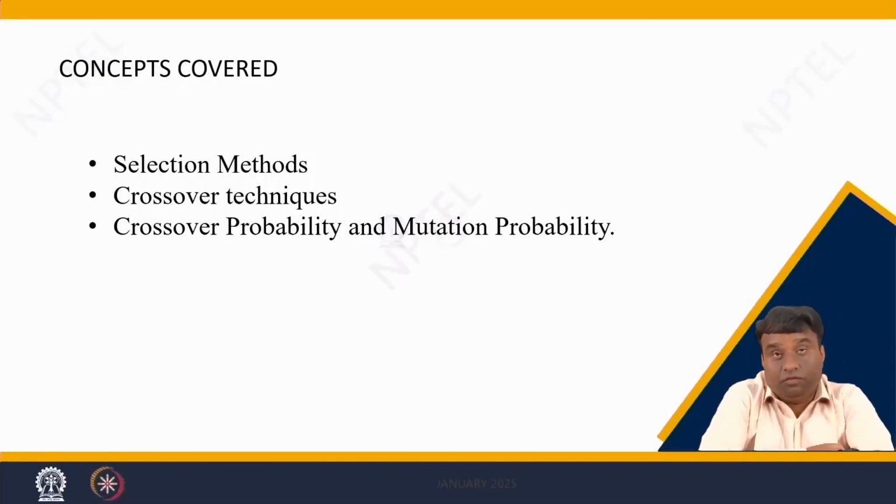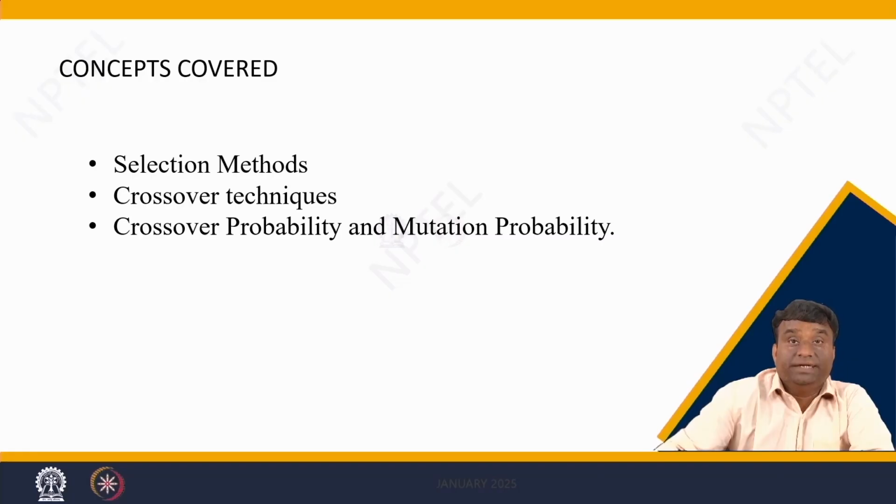In Module 5, we have covered selection methods, we have learned crossover techniques, and we have also understood the crossover probability and mutation probability. In this class, we will try to understand different mutation techniques.